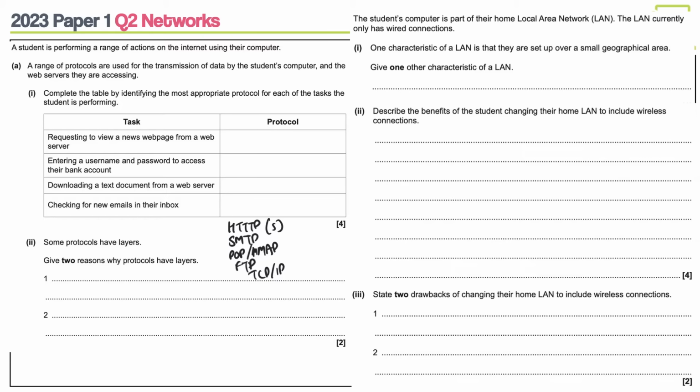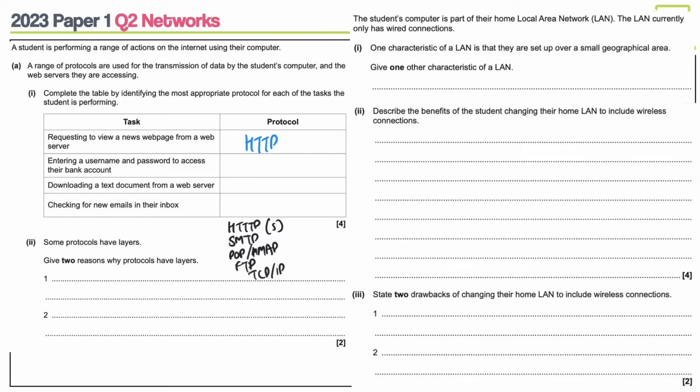This is the protocol that governs transfer of data around the internet. All right, so requesting to view a news web page from a web server. What do we use for viewing a web page? HTTP all day, absolutely. If you put HTTPS, would you not get the mark? You totally would. It doesn't specify it has to be secure or not. If it said securely accessing your bank information, that's where you definitely want to go HTTPS.